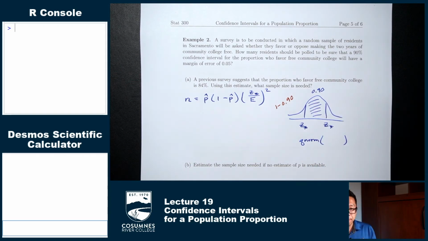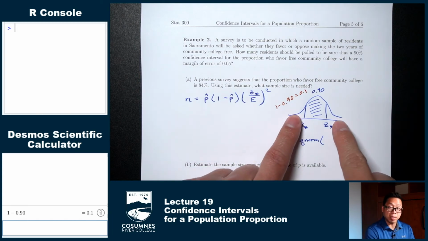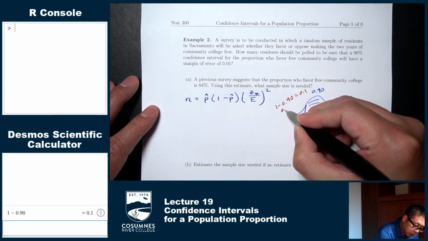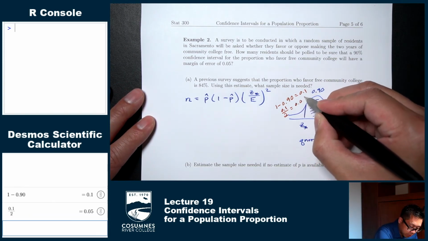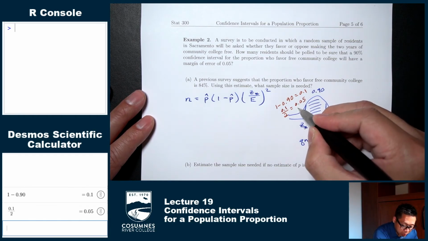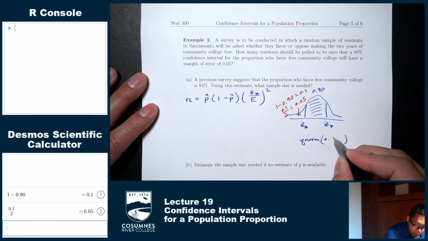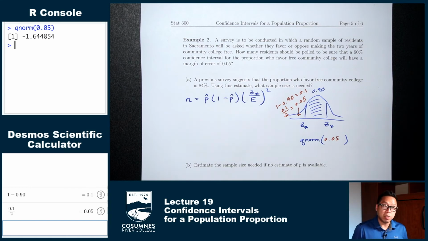So 1 minus 0.90 is 0.1. Okay, that's the unshaded part, which is the left and right together. I just want the left part, divided by 2. So 0.1 divided by 2 is 0.05. That's the area of the left unshaded part, which is what I need to plug into qnorm. So we're going to do qnorm 0.05. Okay, in R, qnorm 0.05. This should give me a z star.